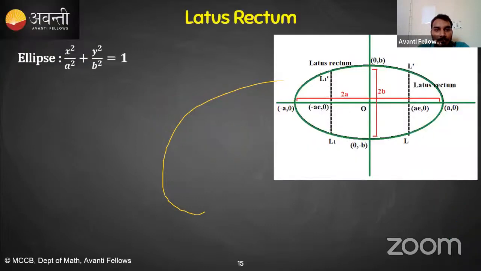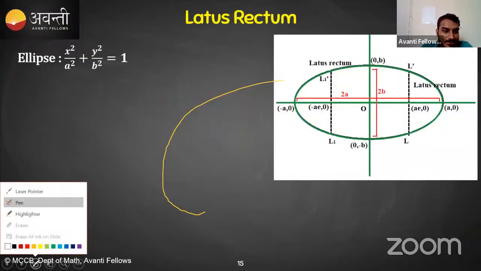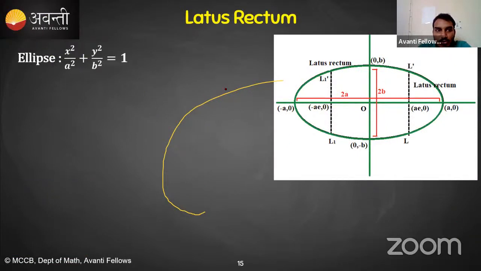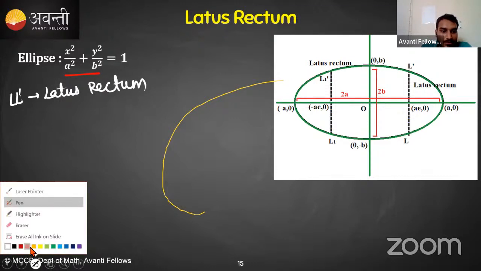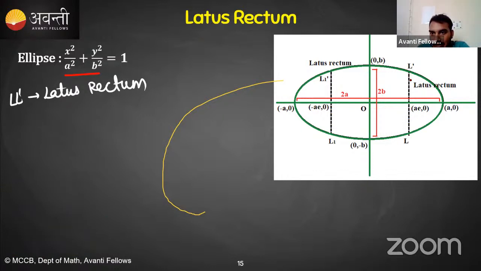Clear, everyone? So in this case, let's say this is our ellipse, x square upon a square plus y square upon b square is equal to 1. And this LL dash is the latus rectum. We now have to find the length of the latus rectum. Clearly, LL dash is passing through the focus.